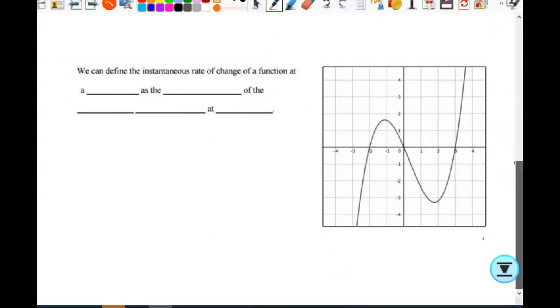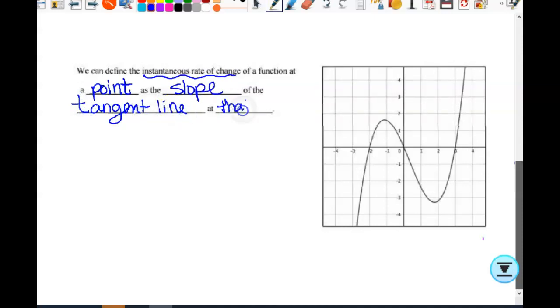So we can define the instantaneous rate of change, that means right now, okay, of a function at a point as the slope of the tangent line at that point.